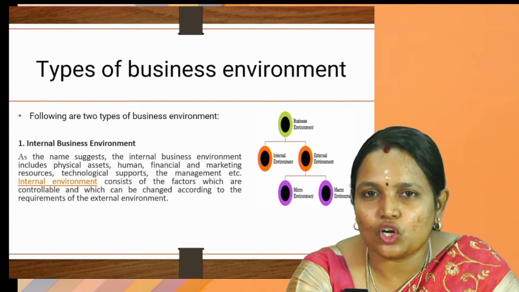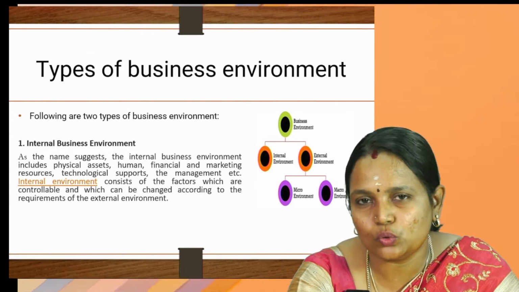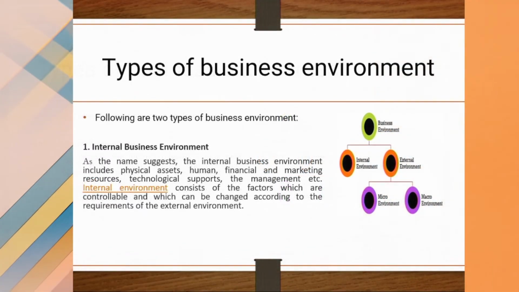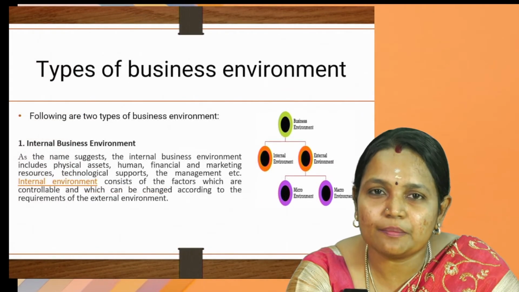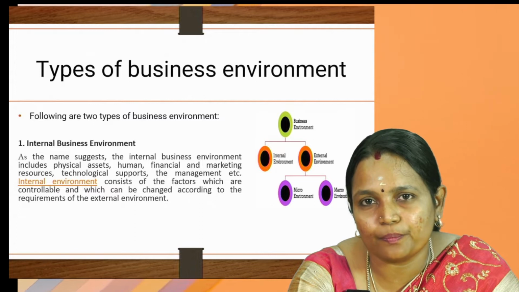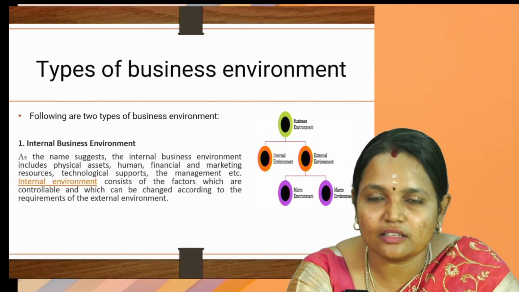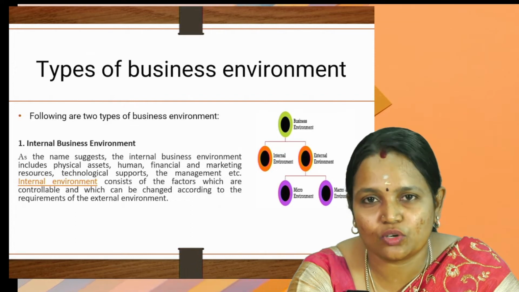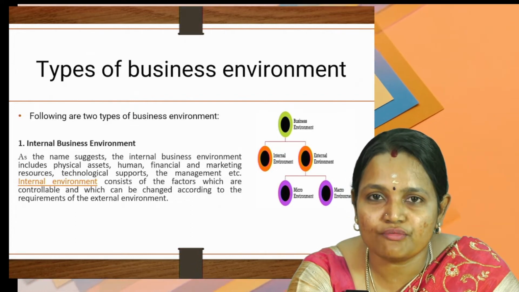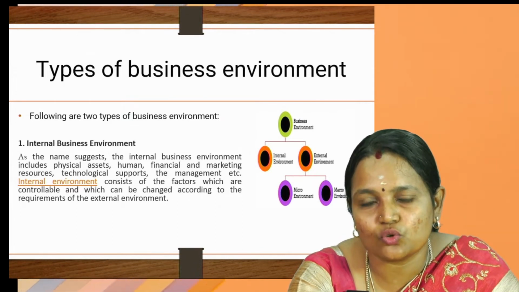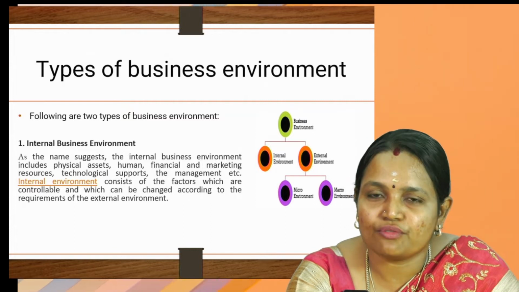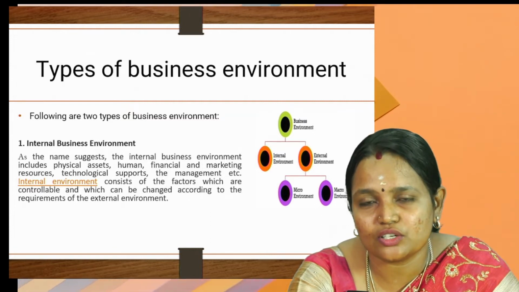Types of business environment. Normally, the business environment is classified into two categories. Number one, the internal environment, and number two, the external environment. The external environment is further classified into two areas. The micro external environment operates at the micro level and impacts the organization on a micro basis. And the macro environment covers all the forces which are 100% beyond the control of the organization. So these are the different types of environment that any organization will normally be facing.